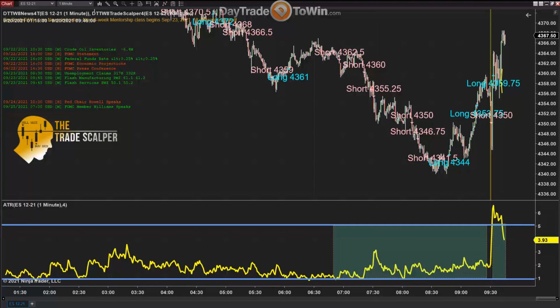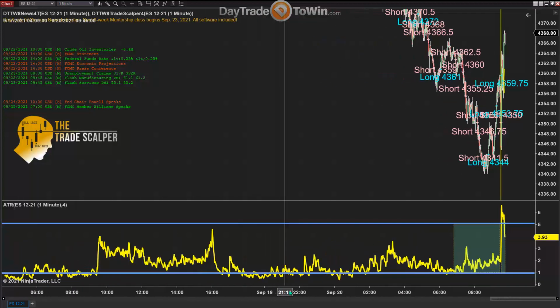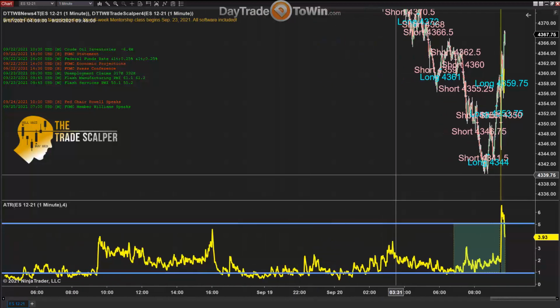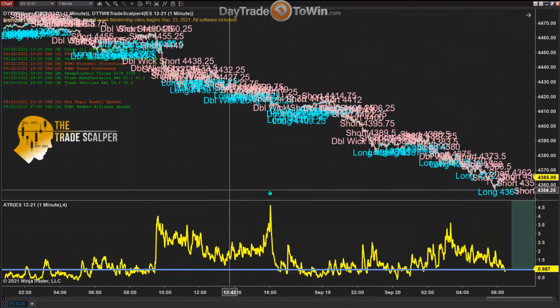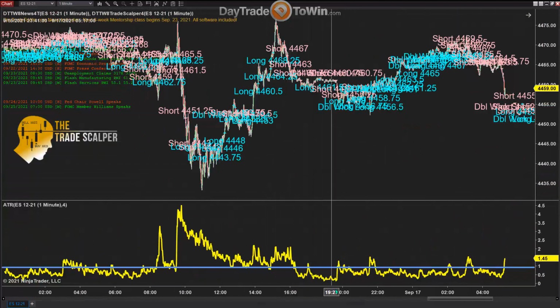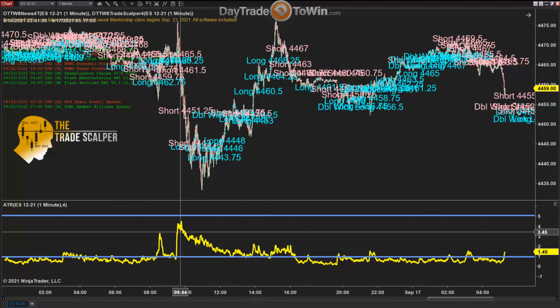Maybe it's just the start of the day. You can see that typically it doesn't do that, right? So if I go back, it doesn't do that. So you can see on the ATR, it doesn't do that. It gets a little bit slower, but it doesn't typically go above 5. So that's what you're doing.